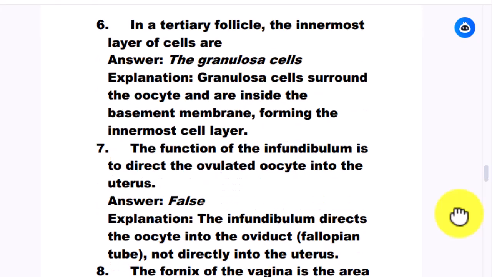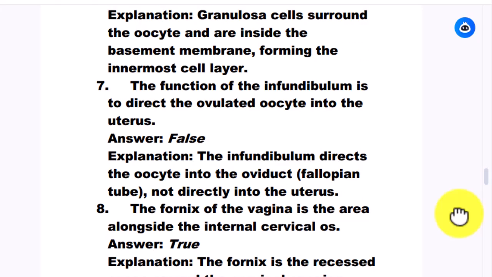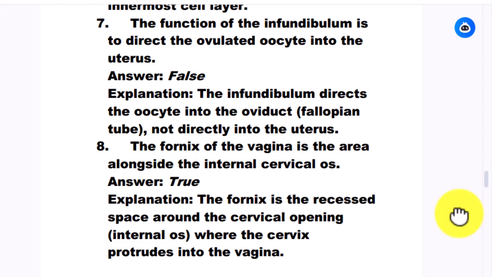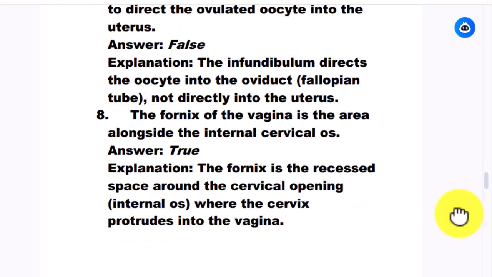The function of the infundibulum is to direct the ovulated oocyte into the uterus. False. The infundibulum directs the oocyte into the oviduct, fallopian tube, not directly into the uterus. The fornix of the vagina is the area alongside the internal cervical os. The answer is true. The fornix is the recessed space around the cervical opening, where the cervix protrudes into the vagina.